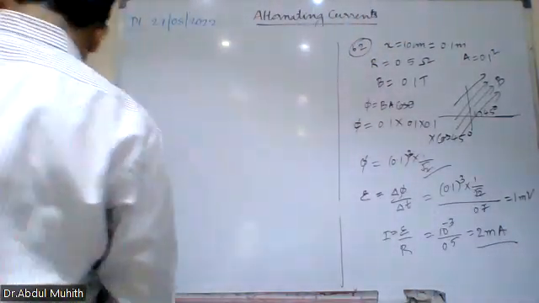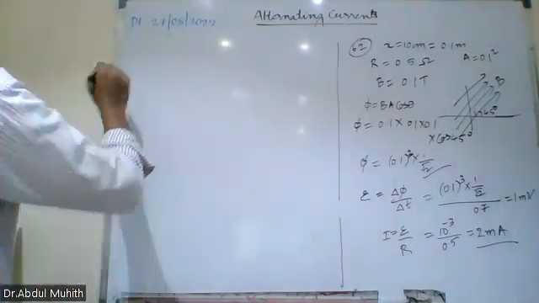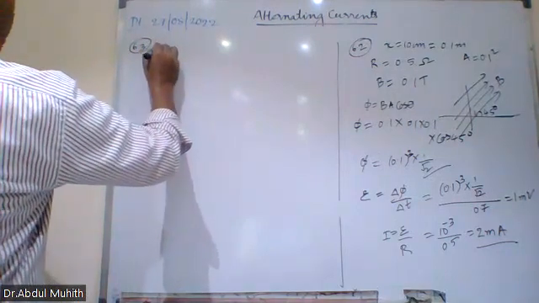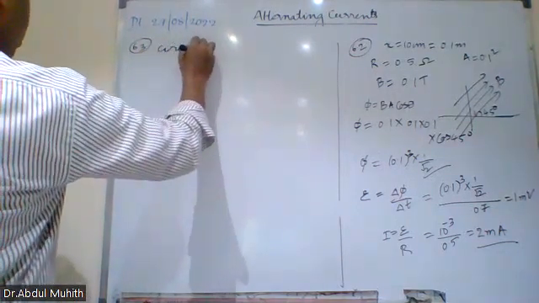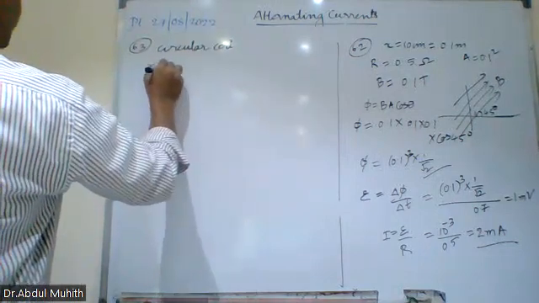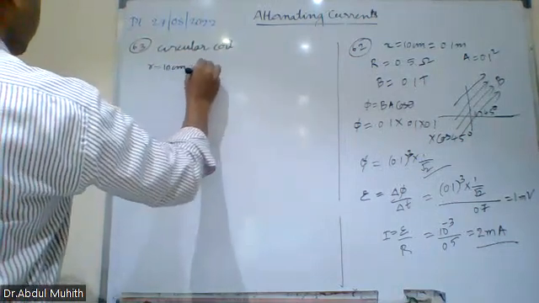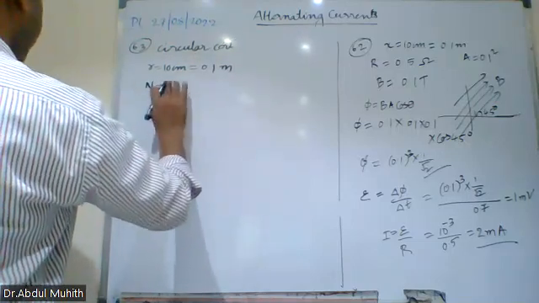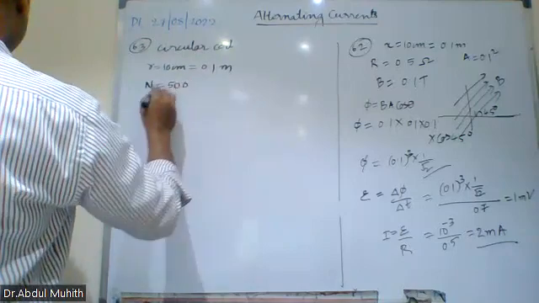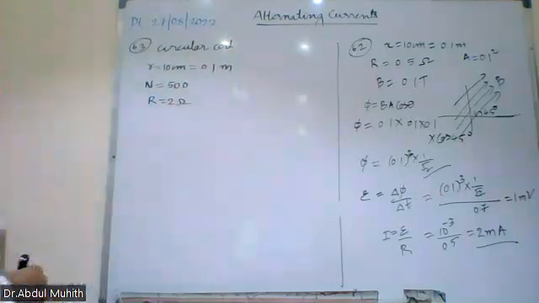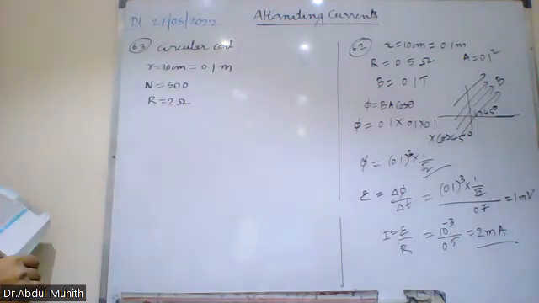Now, the next example is 6.3. A circular coil. Okay, there is a circular coil whose radius is 10 centimeter. That is 0.1 meter. Number of turns are 500. And resistance R is equal to 2 ohms. Is placed with its vertical plane perpendicular to horizontal component of Earth's magnetic field.